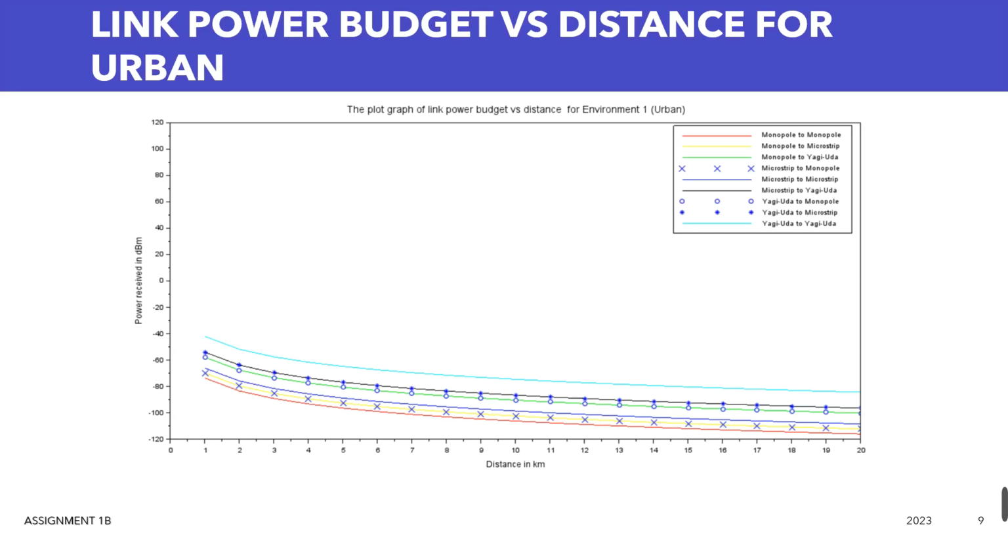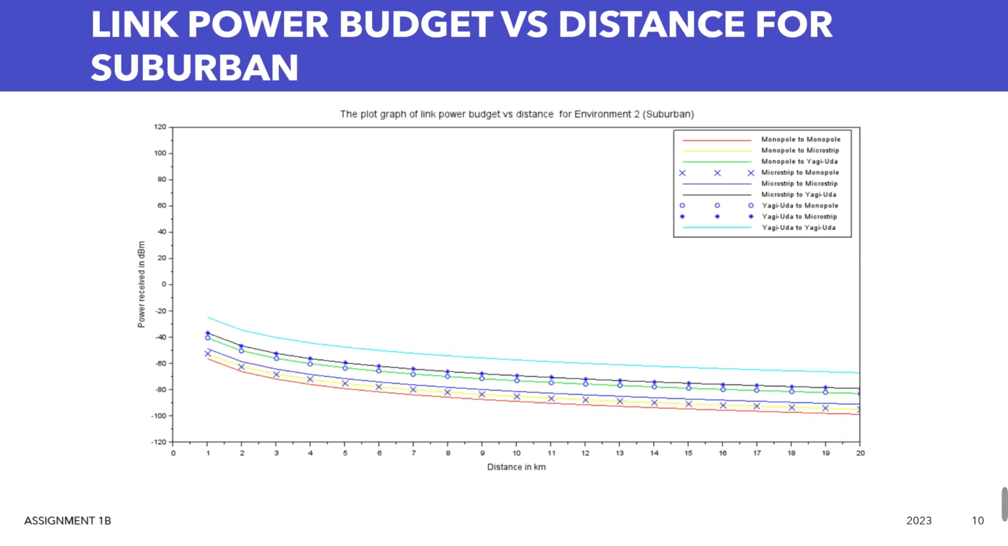And we can see that the highest one is Yagi-Uda to Yagi-Uda. When the distance is 1 kilometer, it is around negative 40 dBm. And for the 20 kilometer distance, Yagi-Uda to Yagi-Uda is around negative 70 dBm, the power received.